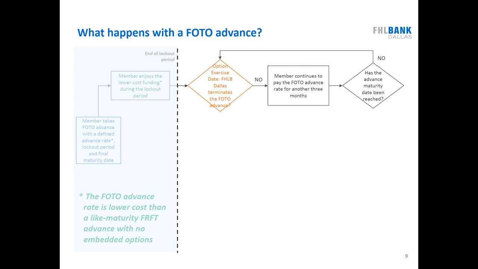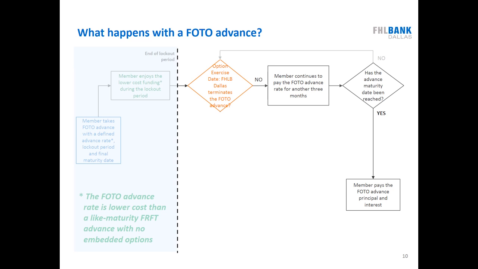the put advance. If FHLB does not terminate the put advance, the member continues to have the put advance rate for another 3 months. After that 3-month period, if the advance maturity is not yet reached, there is another option exercise date where FHLB may choose to exercise its option to terminate the advance. But if after that 3-month period the put advance maturity has been reached, the member pays the advance principal and interest transacted through the member's DDA.